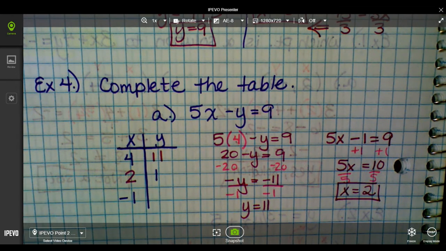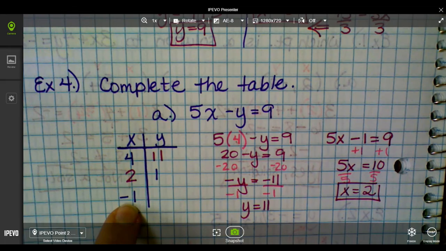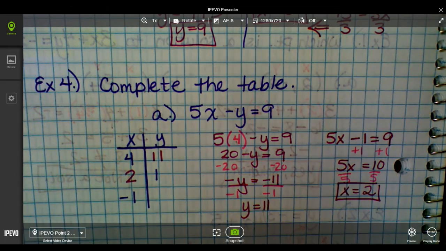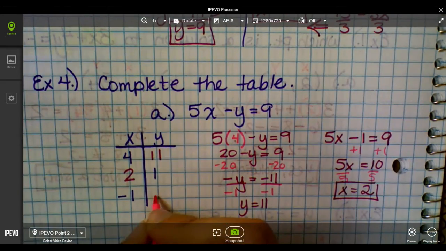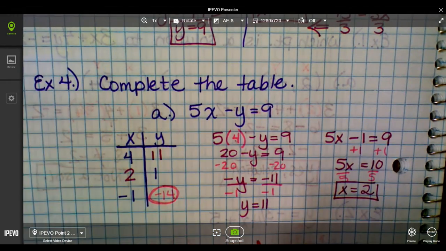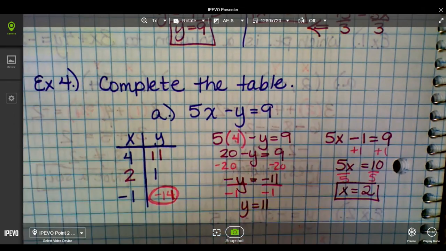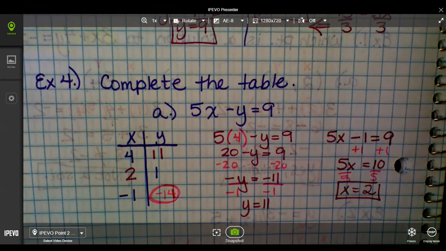And then what I want you guys to do, just to make sure you are understanding this, I want to make sure you are going to plug in the -1 in for x and see if you can get -14 out for y. So I want you guys to make sure you're understanding this and you can do it by yourself. So let's see if you plug in the -1, if you get out -14.